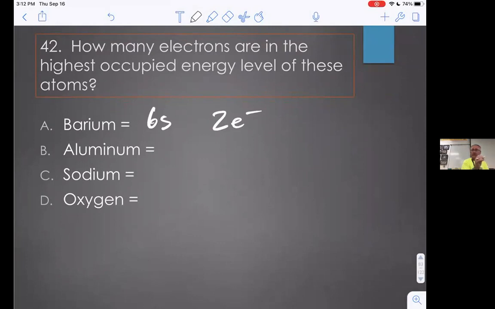Aluminum is in the third energy level. It has 2 in the s and then 1 in that p. So this one would have 3 electrons in the outermost occupied energy level. The energy level would be the third energy level, and it would have 1, 2, 3 electrons in that energy level. Sodium is the very first one in the third energy level, so it would just have 1 electron. And then oxygen, if you count over to oxygen from where it starts in the second period, it has 6 electrons.